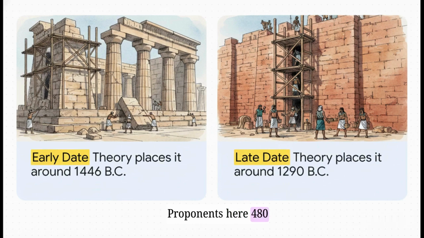Proponents here argue that those 480 years shouldn't be taken literally. Instead, they point to Exodus 1:11, noting that the Hebrews built the store cities of Pithom and Ramesses, named after Pharaoh Ramesses II, who reigned around 1290 BC. Both are really compelling arguments that draw directly from the biblical texts.